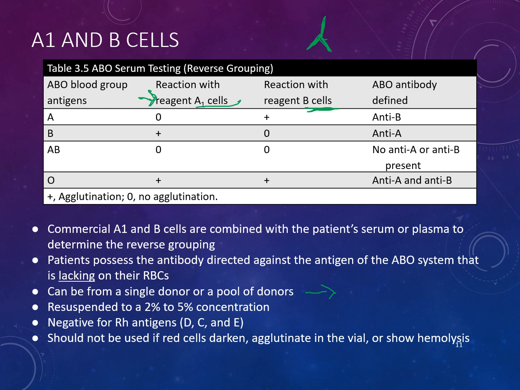Now, one thing to keep in mind is that when you're using these reagents each day, you should visually inspect them to make sure that there's no agglutination in your vial, there's no signs of hemolysis, or that the cells look like they are the proper color, they don't have something growing on them.